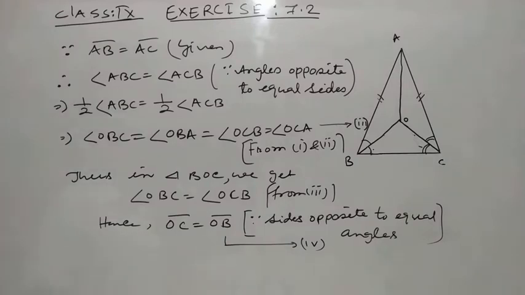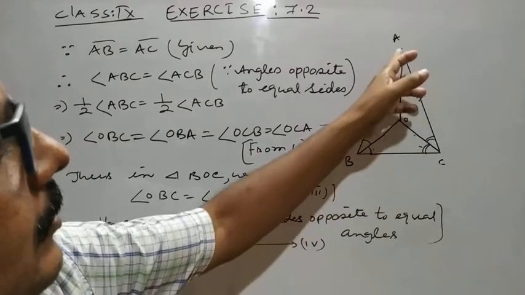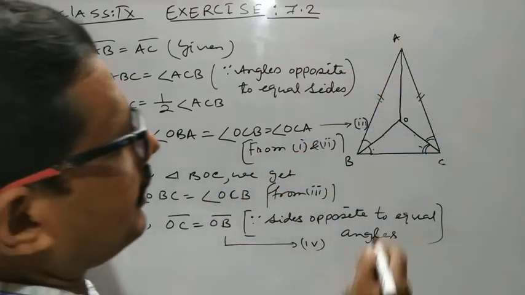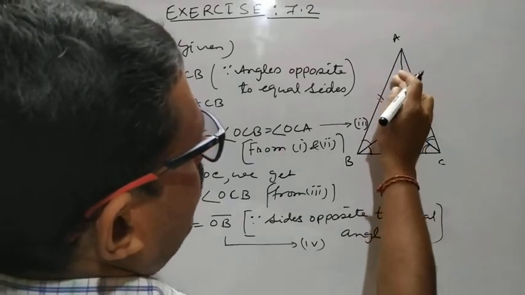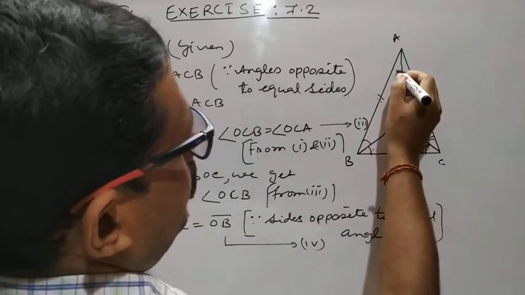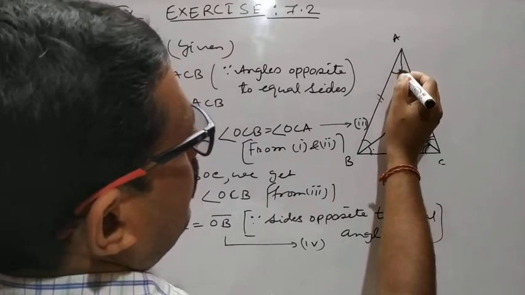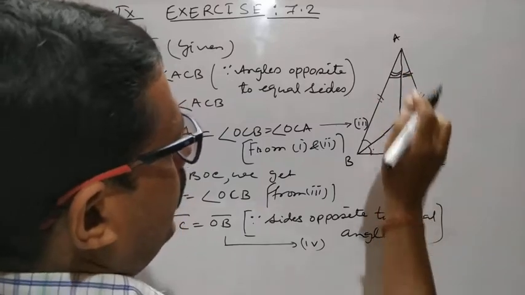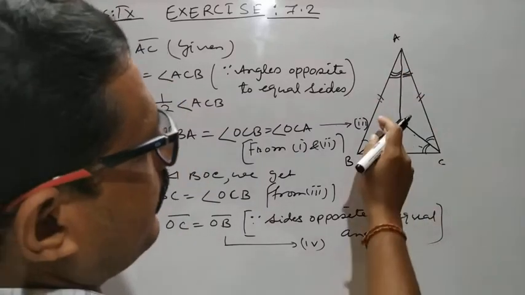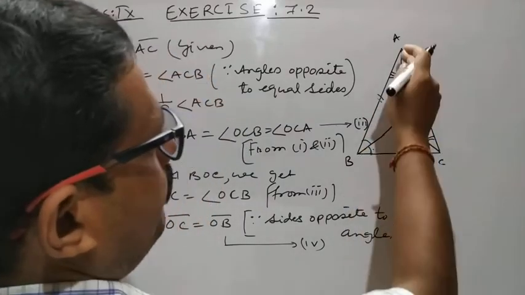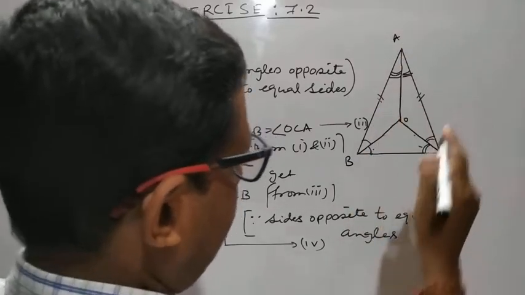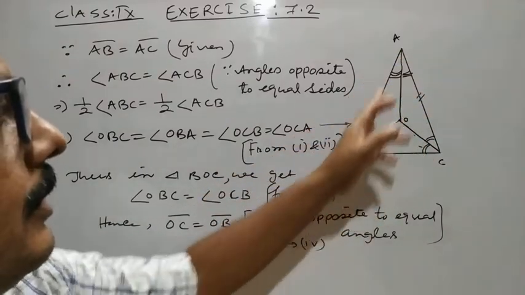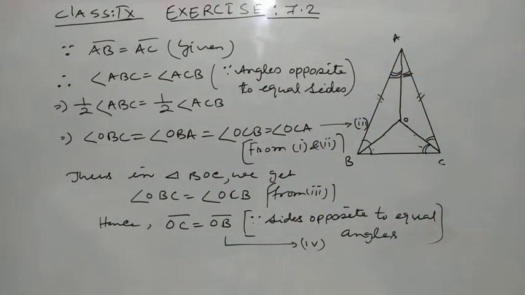Next we have to prove that OA bisects angle BAC. That means we have to prove that this angle and this angle are equal. So before this, let us try to prove triangle AOB and triangle AOC congruent.